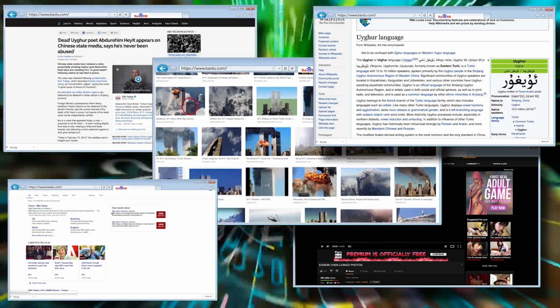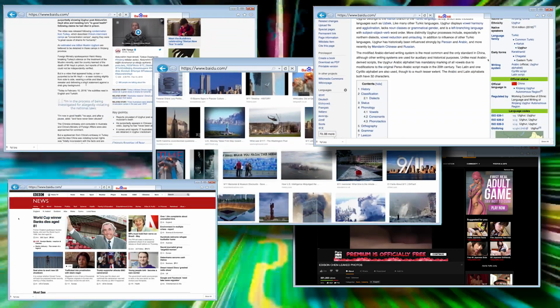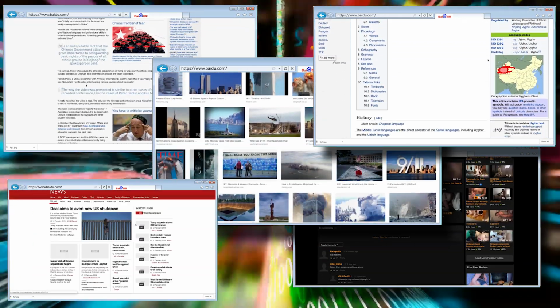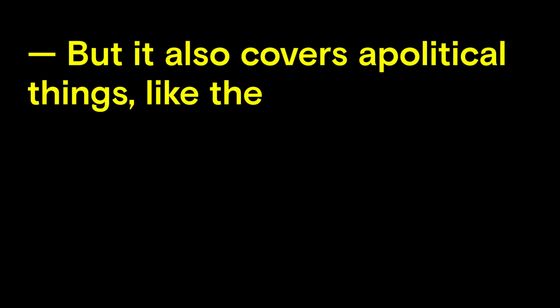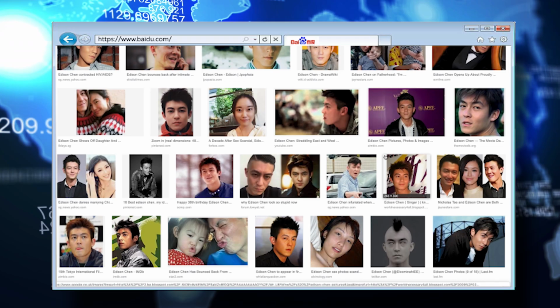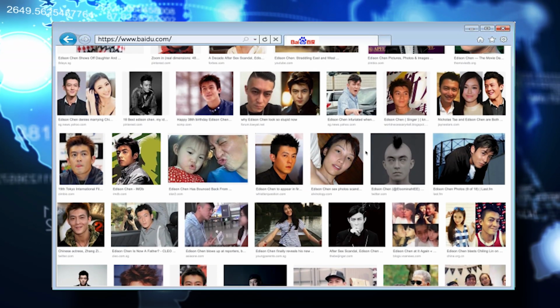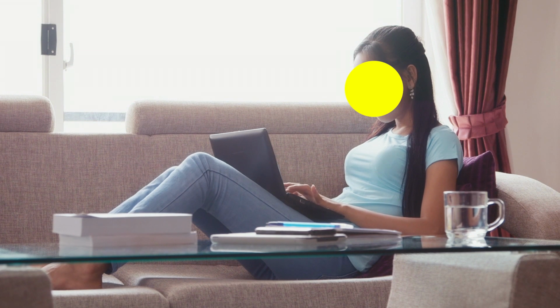This can mean whole swaths of the internet being censored, like when anything to do with Uyghur identity or language got classed as being pro-Xinjiang independence and effectively wiped out. But it also covers apolitical things, like the Hong Kong actor Edison Chen, whose naked photos leaked online in 2008. But the firewall's key purpose is the censorship of solidarity.